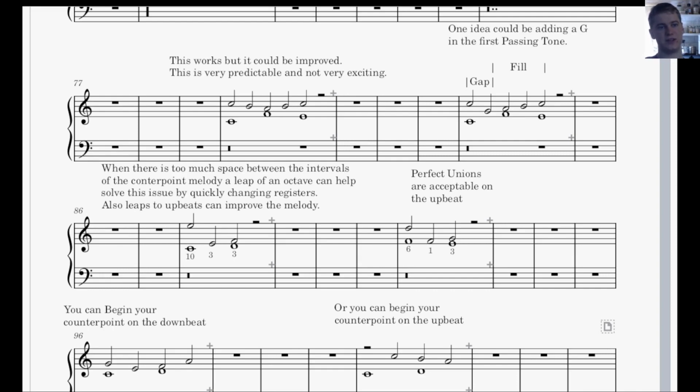The G is then recovered in stepwise motion all the way up to C, where it then fills in the gap between the two C's where the listener would expect. This is known as the gap and fill method. When there's too much space between the intervals of the counterpoint melody, a leap of an octave can help solve this issue by quickly changing registers. Of course, a large leap should then be recovered in the opposite direction with a step. And in the case that the leap covers a range of notes that we haven't yet heard in the melody, the listener will expect to hear the notes that fill in that gap.